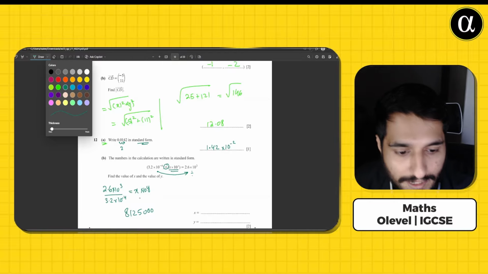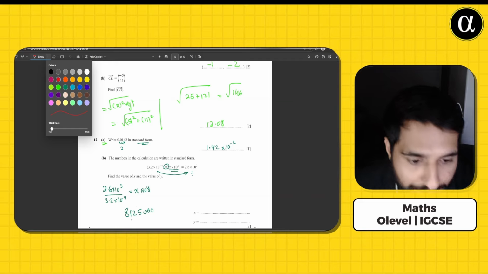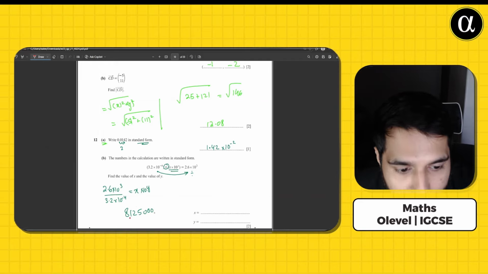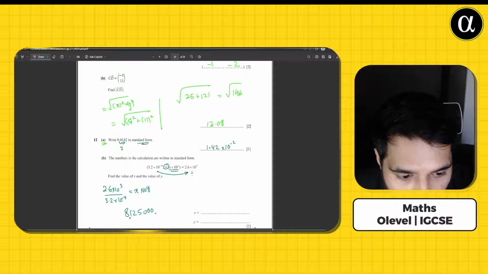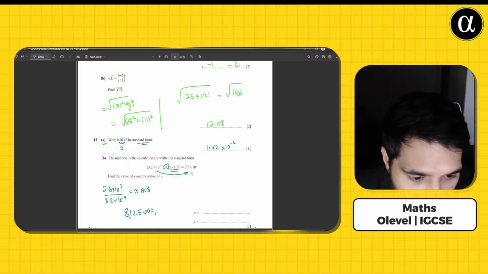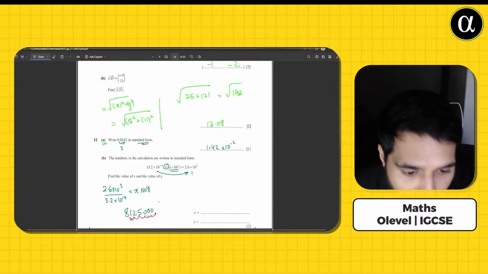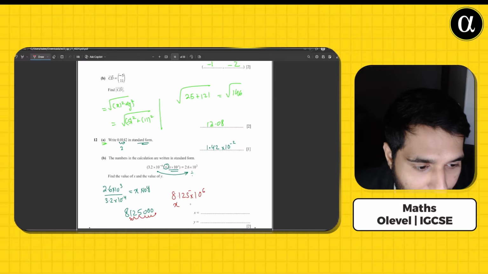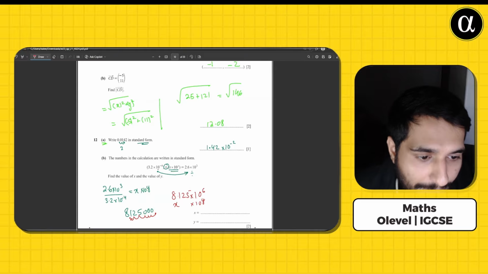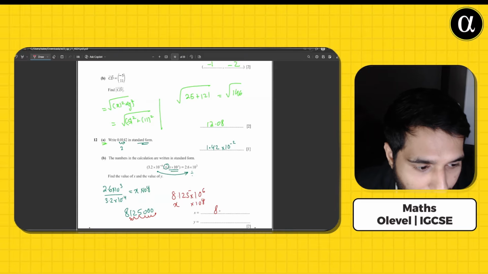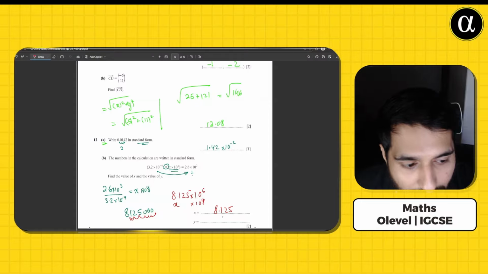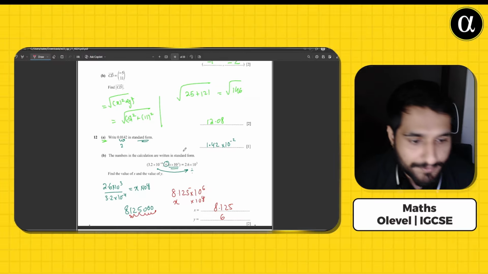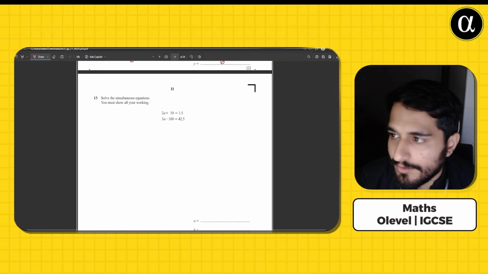So we need to understand that standard form always comes after one number, the one digit. So how many places are we moving? At the moment the decimal was over here because it was a whole number. So 1, 2, 3, 4, 5, and 6. We're moving 6 places. So it's going to be 8.125 exponent 6, and this was x into 10 power y. Hence, the value of x is going to be 8.125, and the value for y is going to be positive 6. Moving on, question number 13.